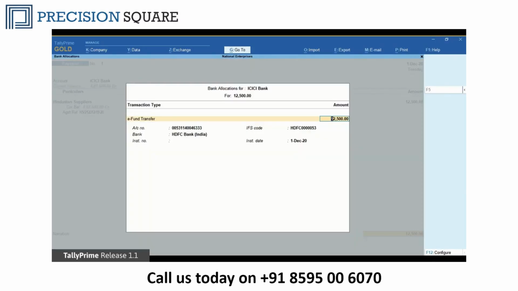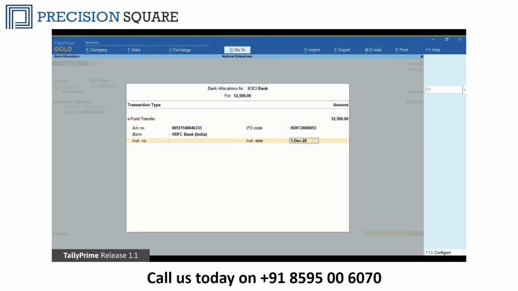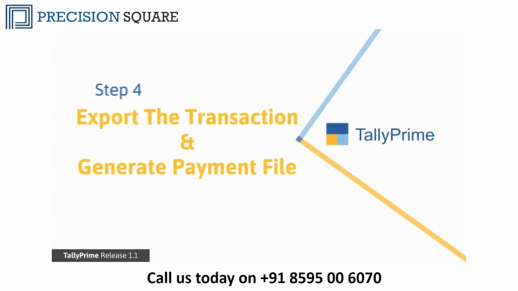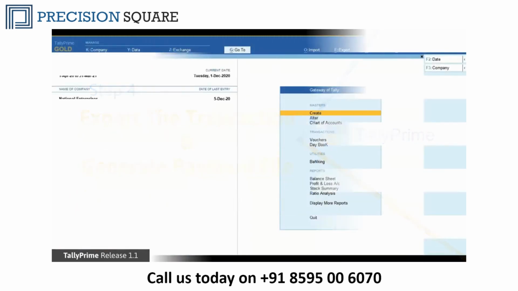Now you can see the bank allocation screen for the party with the details provided in the party ledger. Enter the narration and save the transaction. Next, export the transaction to generate the payment file. Step 4. Export the transaction and generate the payment file.